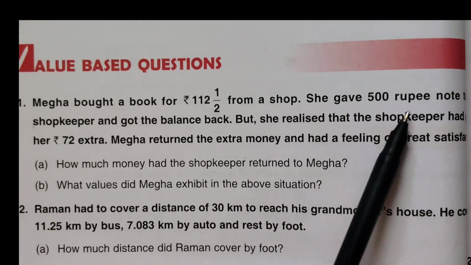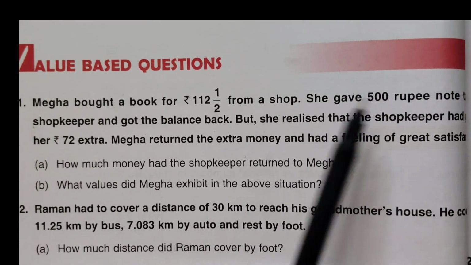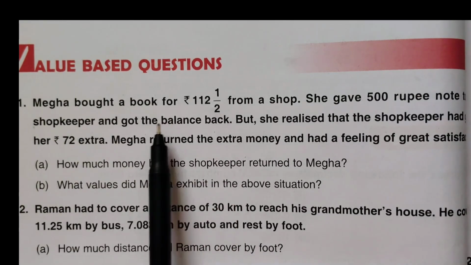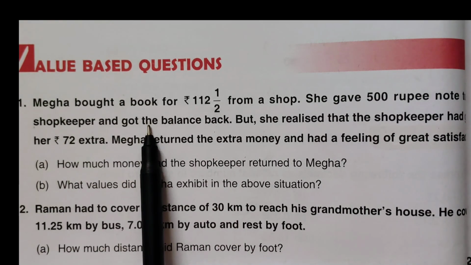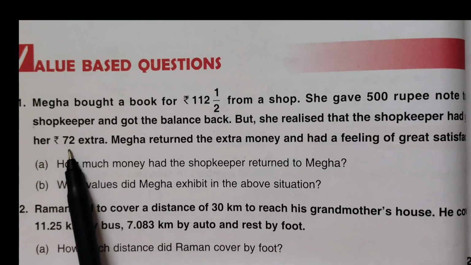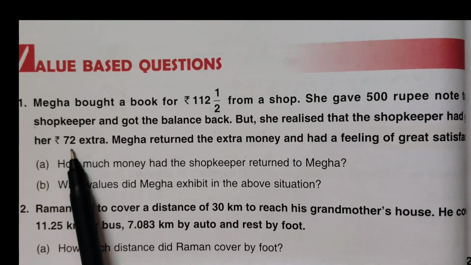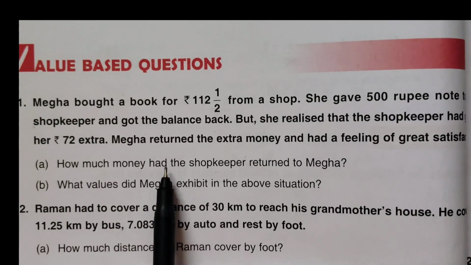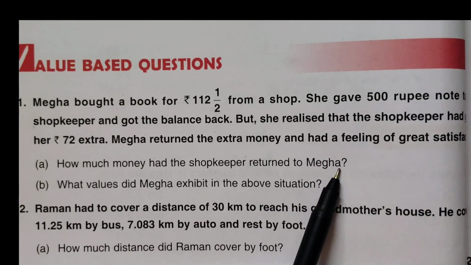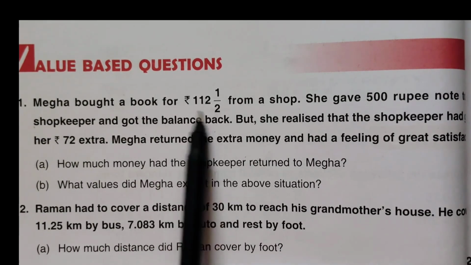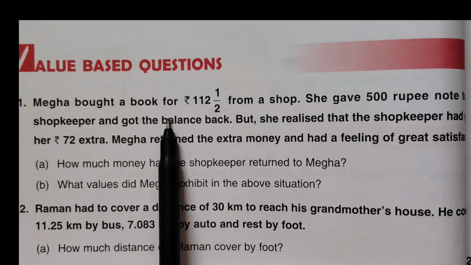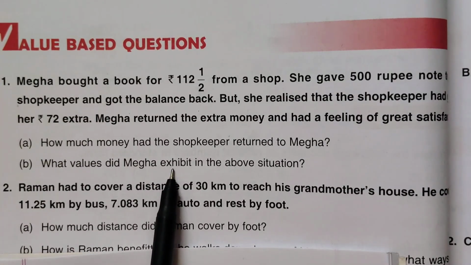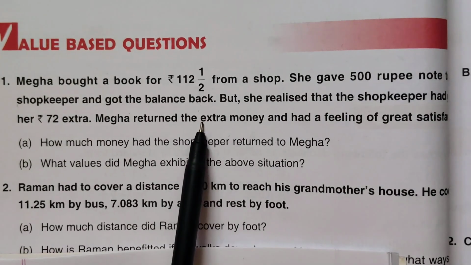So here she gave a 500 rupees note to the shopkeeper and the cost of the book was 112 and a half. Okay, she got the balance amount, but in that, an extra 72 rupees was there. So what we have to answer: how much money had the shopkeeper returned to Megha? What was the total amount the shopkeeper gave Megha? The second question we have to find out: what values did Megha exhibit in the above situation?